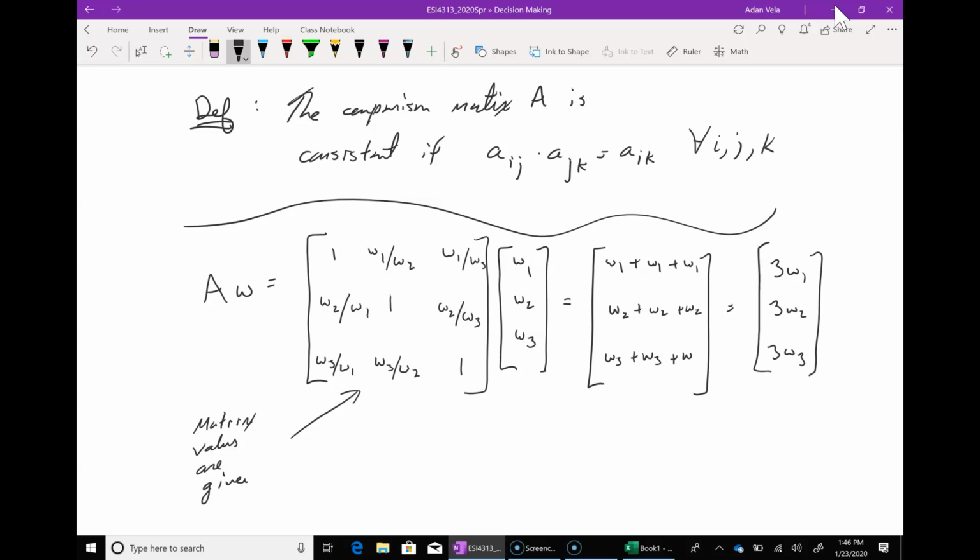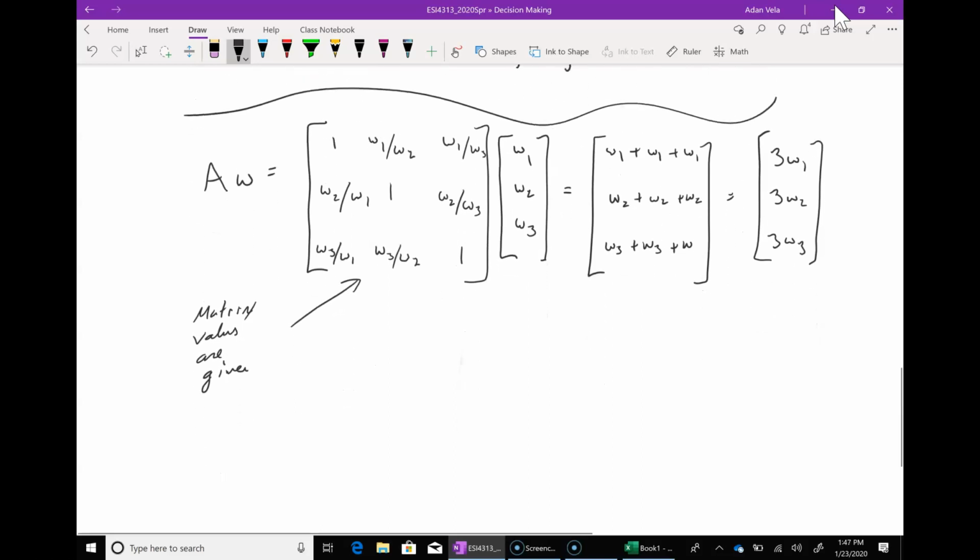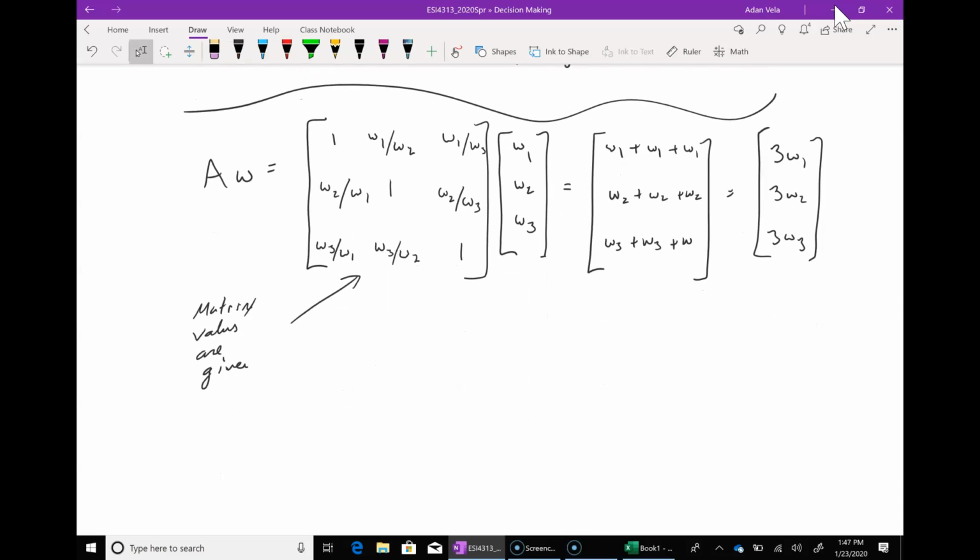Okay. All right, so I'm going to do one more thing. I'm going to rewrite this a little bit differently. So now we have A times W. All right. And anybody want to guess where this number 3 comes from? How many factors do we have? 3. Okay. Sort of makes sense. Okay. So if you had a 4 by 4, like 4 factors, then you would see 4W1, 4W2, 4W3, and then 4W4.